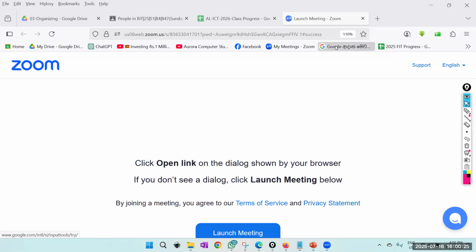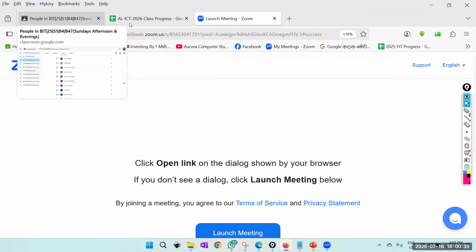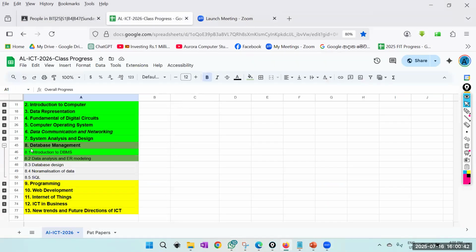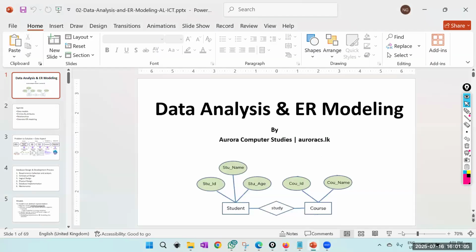Okay, good afternoon. Today we want to finish the second part of database, that is analysis and modeling. Remember, we are in topic 8. We have already done the introduction to DBMS, which we discussed last time, and we just started the data analysis and ER modeling. We want to possibly finish it today. Then we have 3 more topics: designing, normalization, SQL. So let's continue our discussion on analysis.